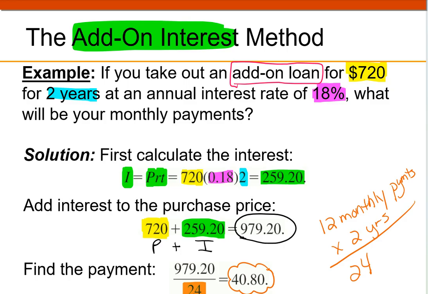So usually, if we went in today, it's October something. Usually they give you a little bit of a grace period before they start. So if it's the middle of October, your first payment probably won't be until December, usually December 1st. So these are things you can negotiate with them. But if you took $40.80, multiplied it times 24, that would give you $979.20. And that is the add-on interest method.